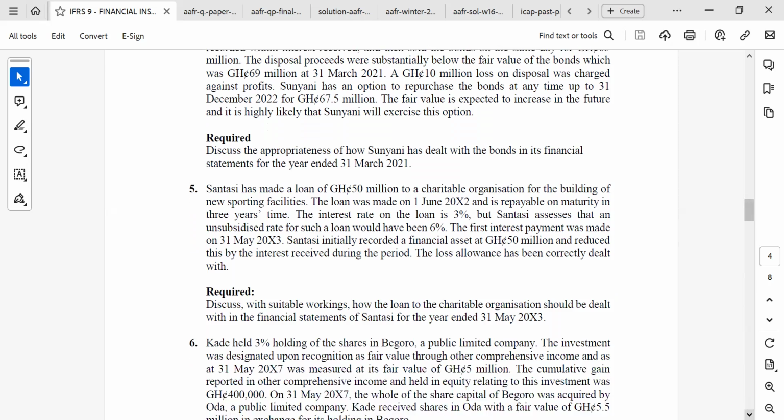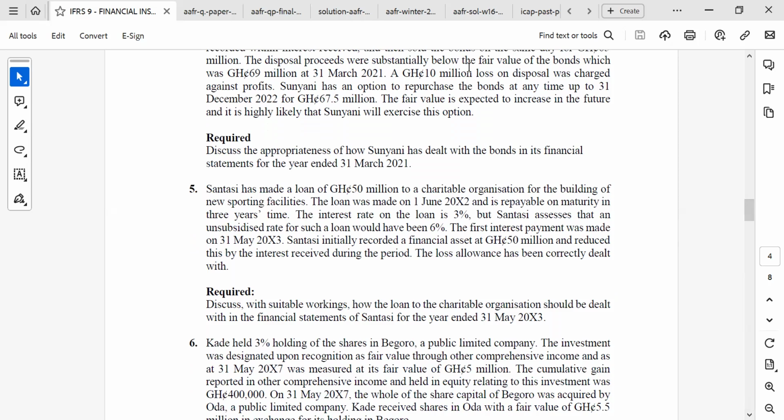Required: Discuss with suitable workings how the loan to the charitable organization should be dealt with in the financial statements of Santase for the year ended 31 May 2x3.